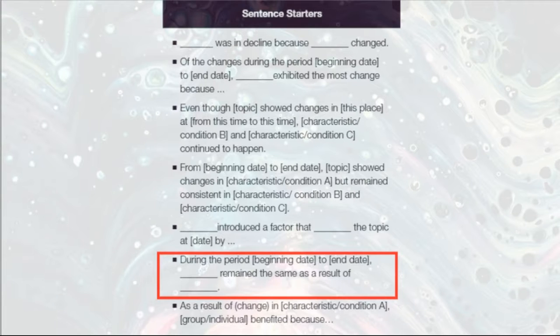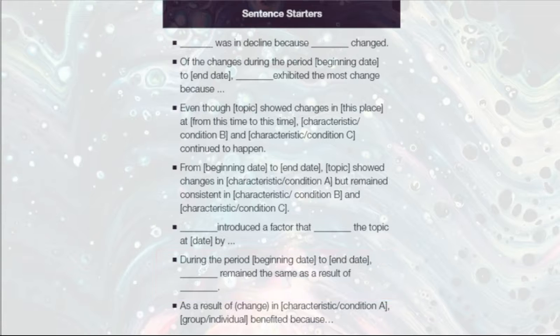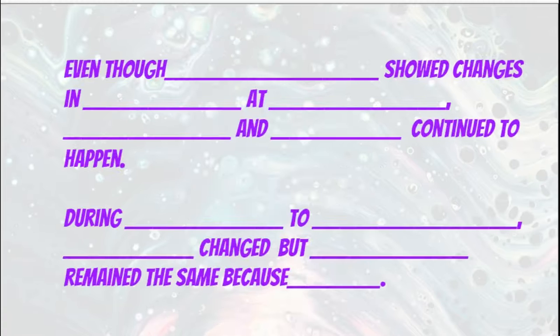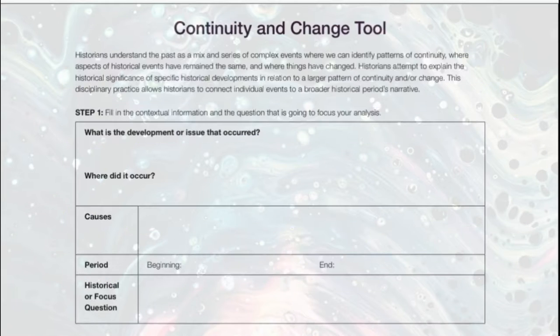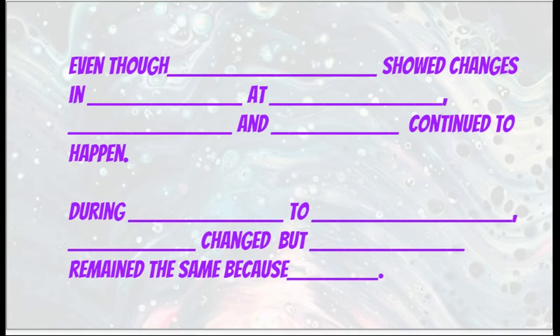But I changed up that sentence starter a little bit because if you go back here, during whatever to whatever, something changed, but this remained the same, because your teacher's going to want you to explain it. Now, where do you get that information from? If you go to the change of continuity tool, at the beginning when you write, you wrote down the period, when something started, when it ended. You have the focus question, you have the cause, where, what. That's how you're going to explain it, and that's how you're going to have all that information to fill this in.